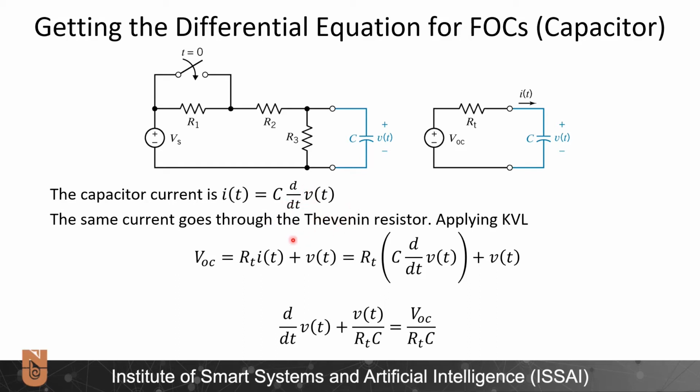If I plug in this expression for I in this equation, I end up with my first order differential equation: dV over dt plus V over RT times C, where RT times C is the time constant of the circuit, is equal to a constant, V open circuit divided by the same expression RT times C, which is the time constant.